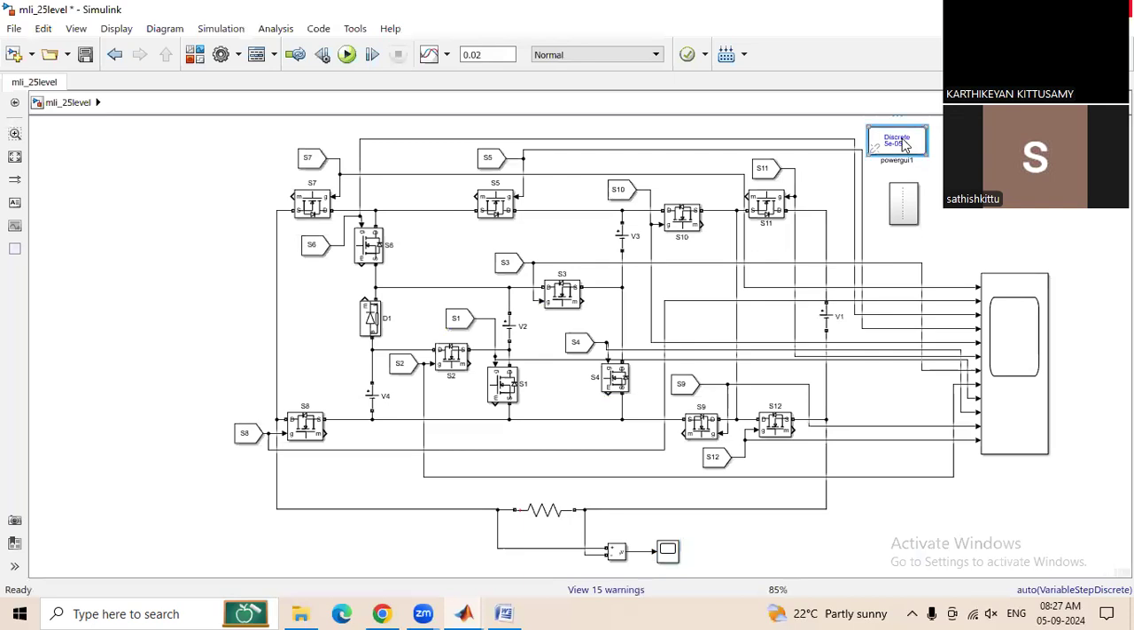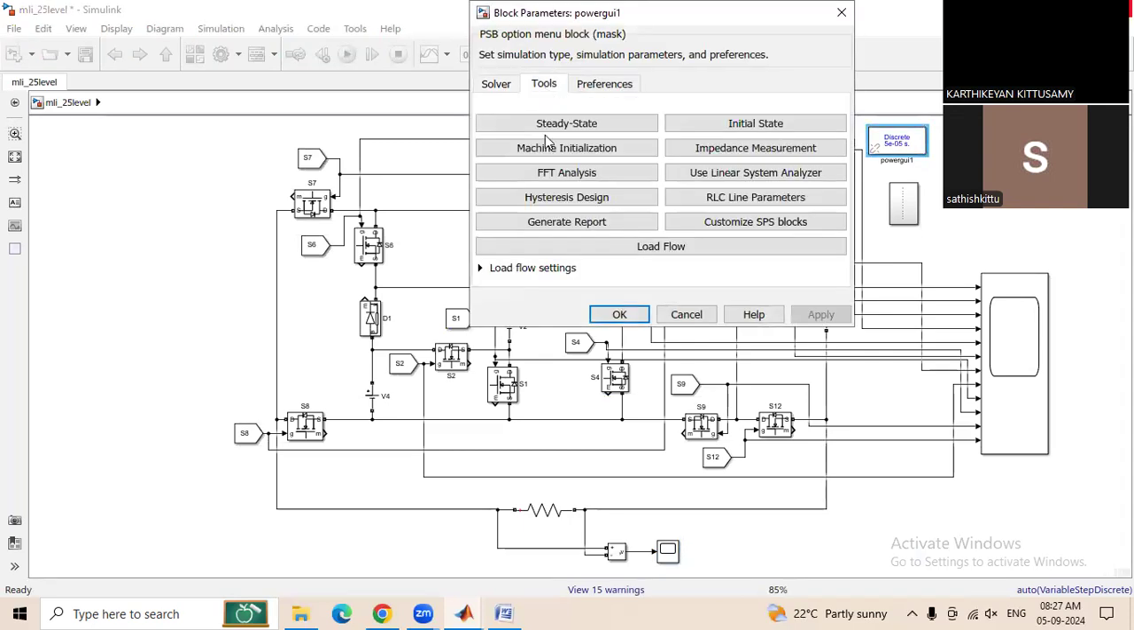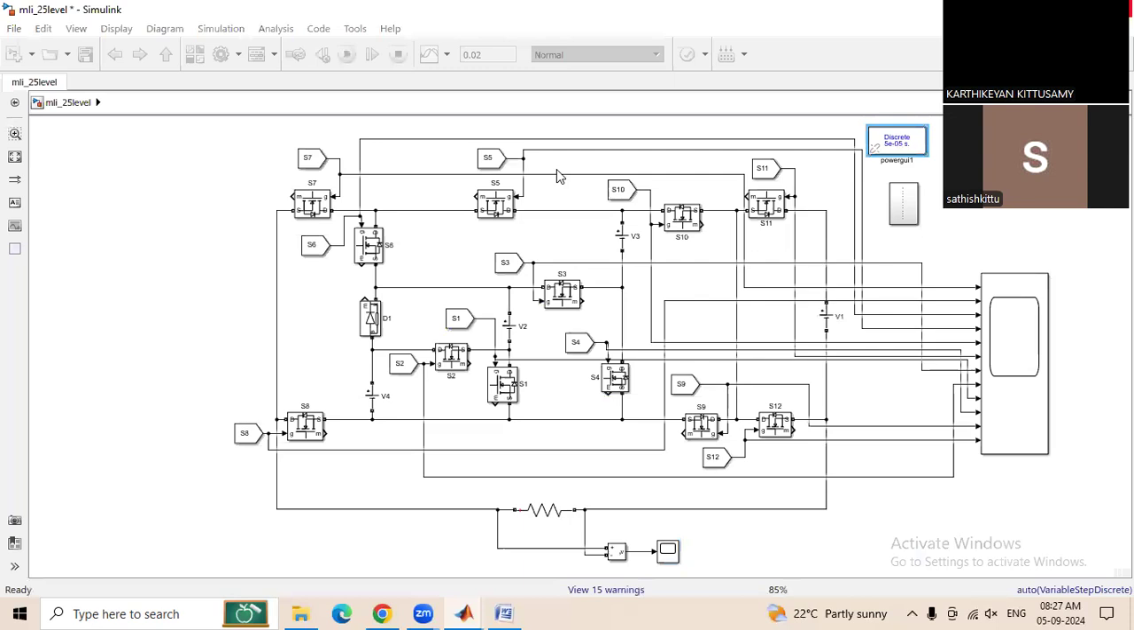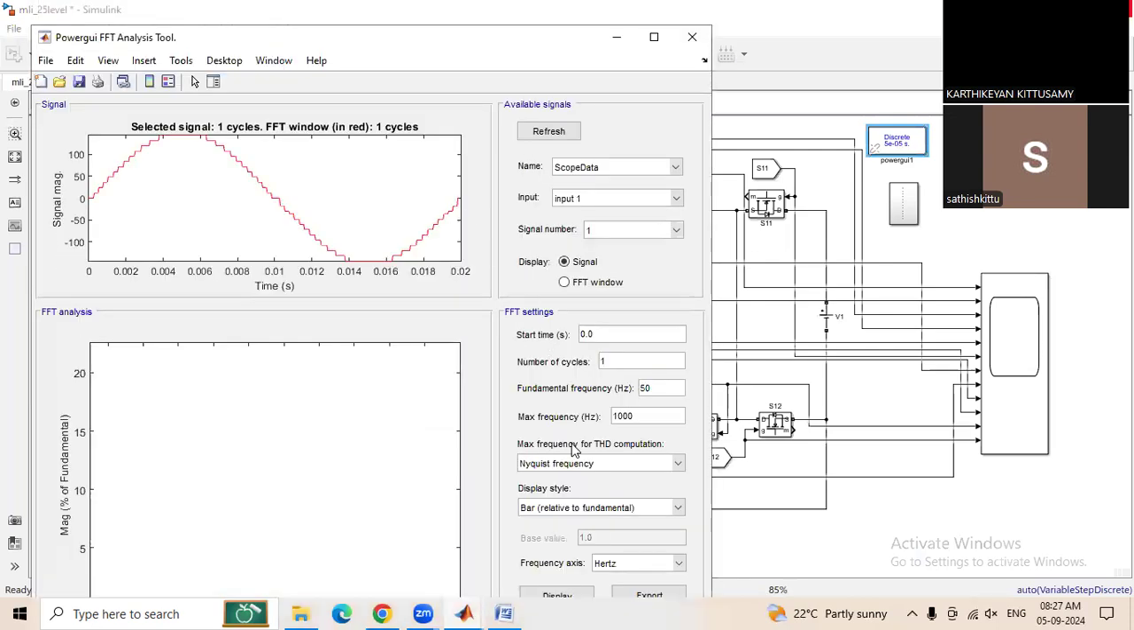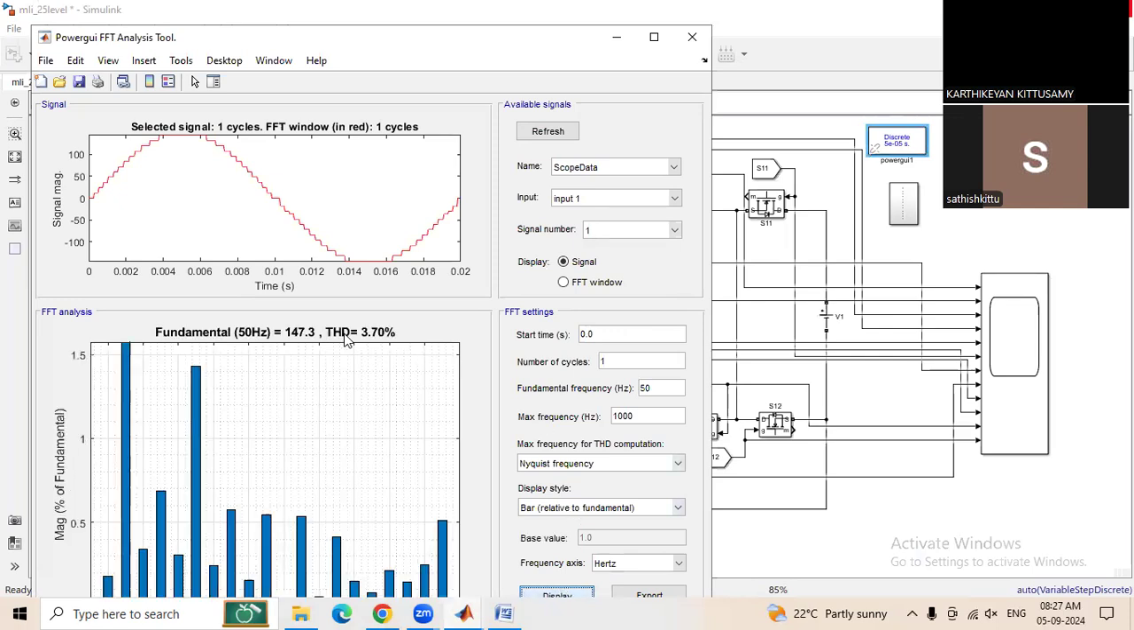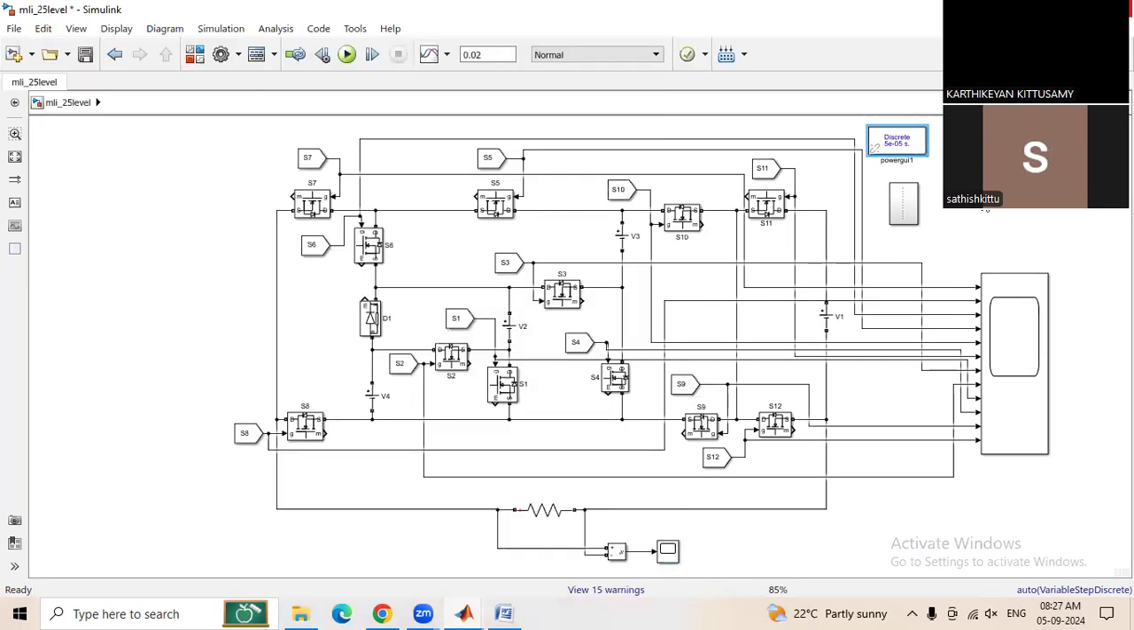And the THD of this, we can check using this FFT analysis. Displayed here, the THD is around 3.7%. So the THD is less than 4%, which is the value recommended by the IEEE.